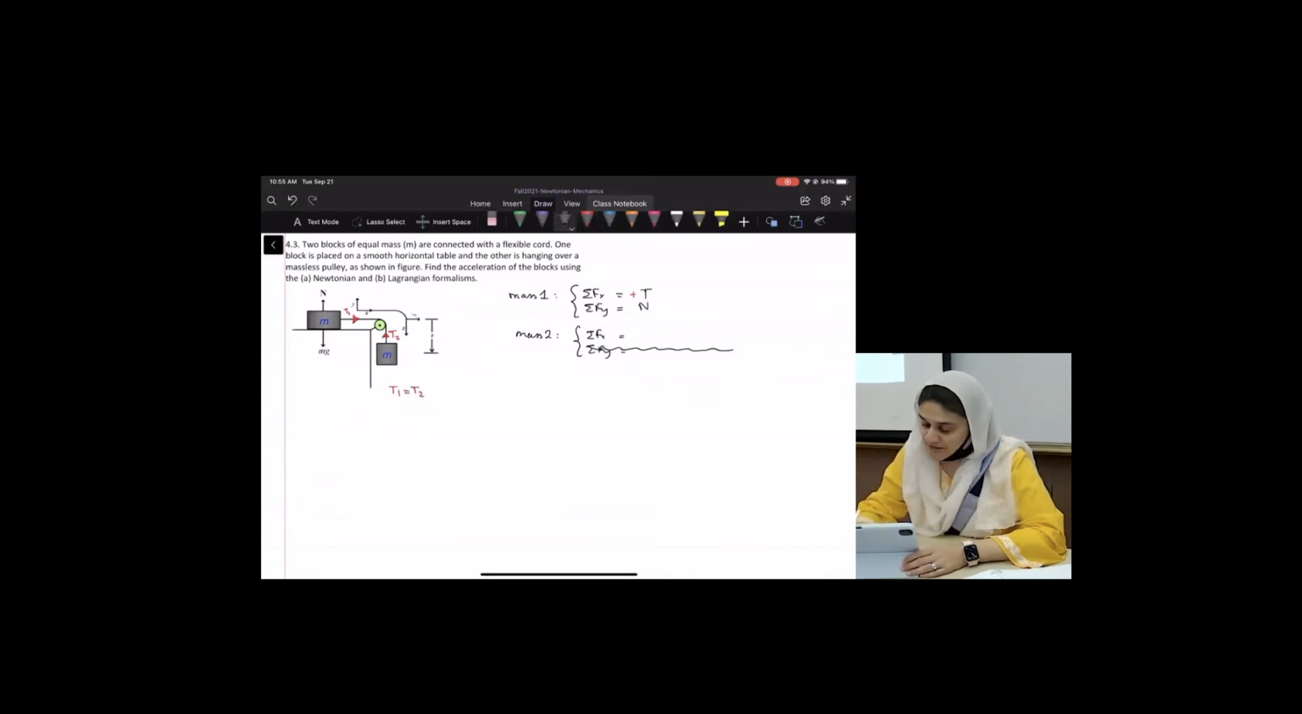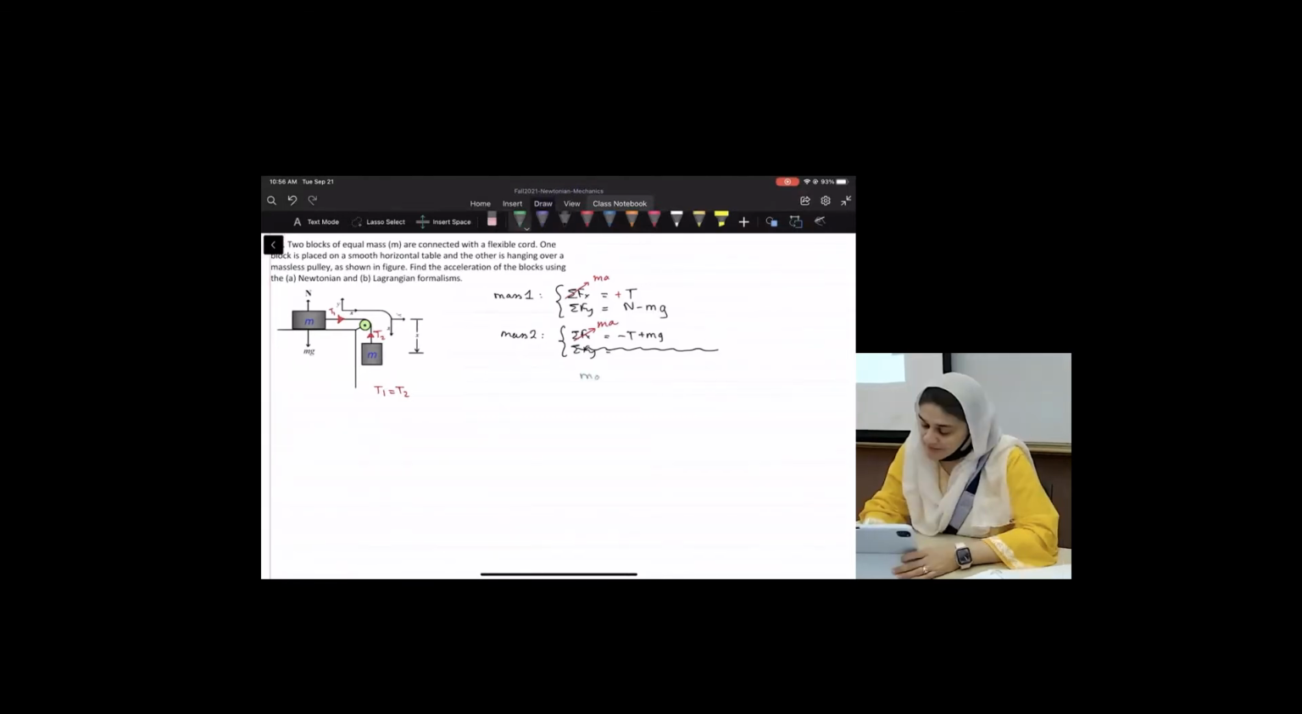For sigma Fy, we'll just have N minus M1G. And they say masses are equal, so I'm just going to ignore that. And then this one will be minus T plus mg. And this system is being accelerated. So that means sigma Fx is going to be ma, and this is also going to be ma, right? They're both positive. ma equals T, ma equals minus T plus mg.